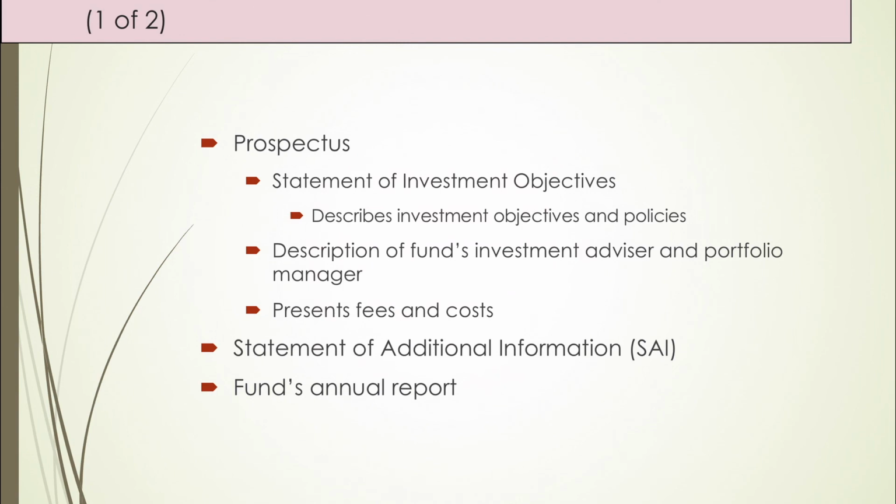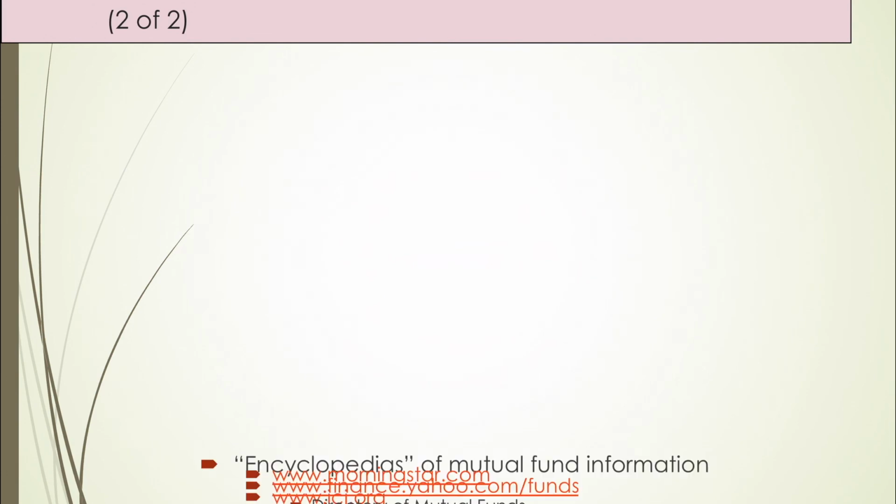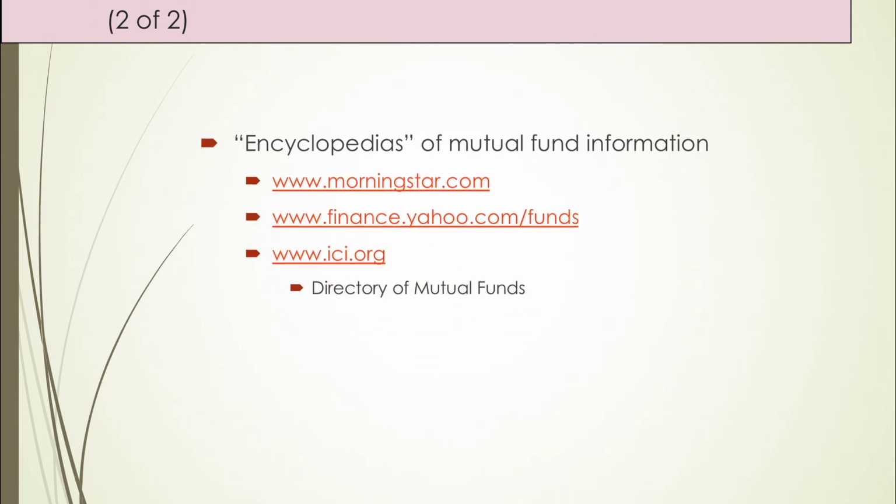Now, there are thousands of mutual funds to choose from. How can you gather information on these different types of mutual funds that are available? Well, you have these things that are called encyclopedias of mutual fund information. These simply help with the search process. You can go to Morningstar.com, you can go to finance.yahoo.com, you can go to ICI.org, which is the Investment Company Institute. This is simply the National Association of Mutual Funds, Closed-End Funds, and Unit Investment Trusts. And what they do is they publish a directory of mutual funds that includes info and fees and contact information on all of these mutual funds that are available.